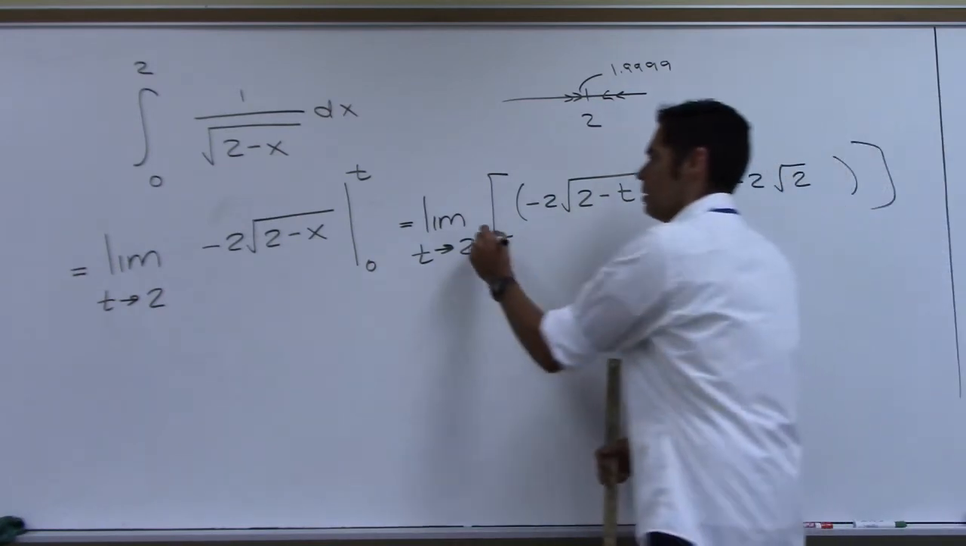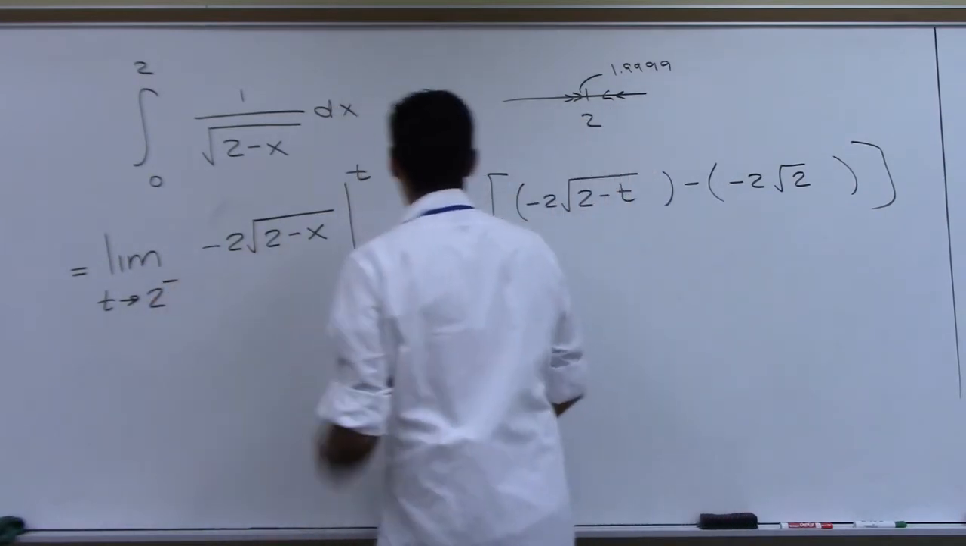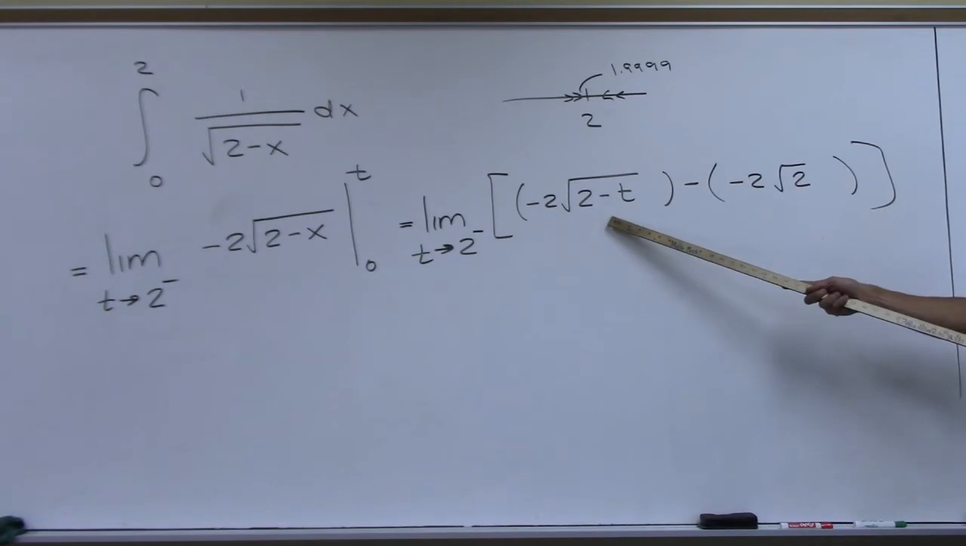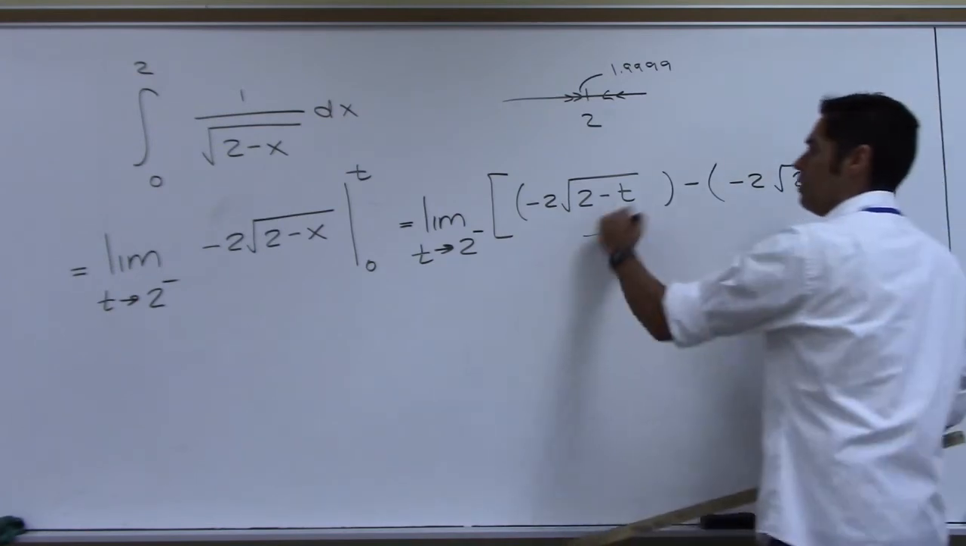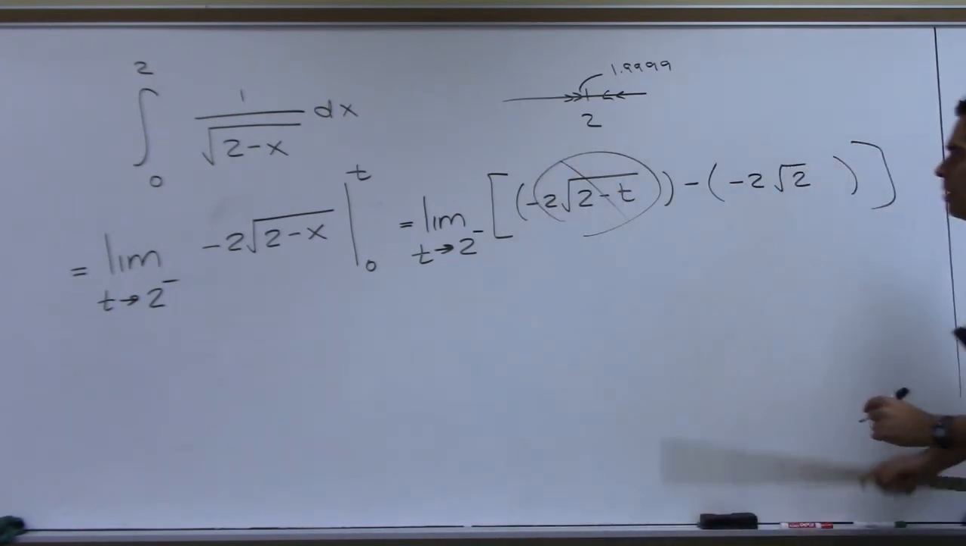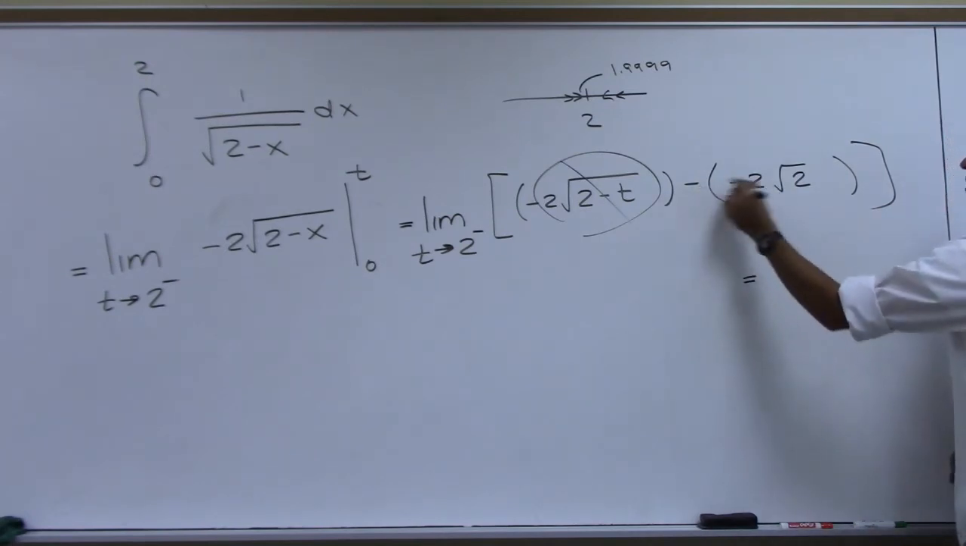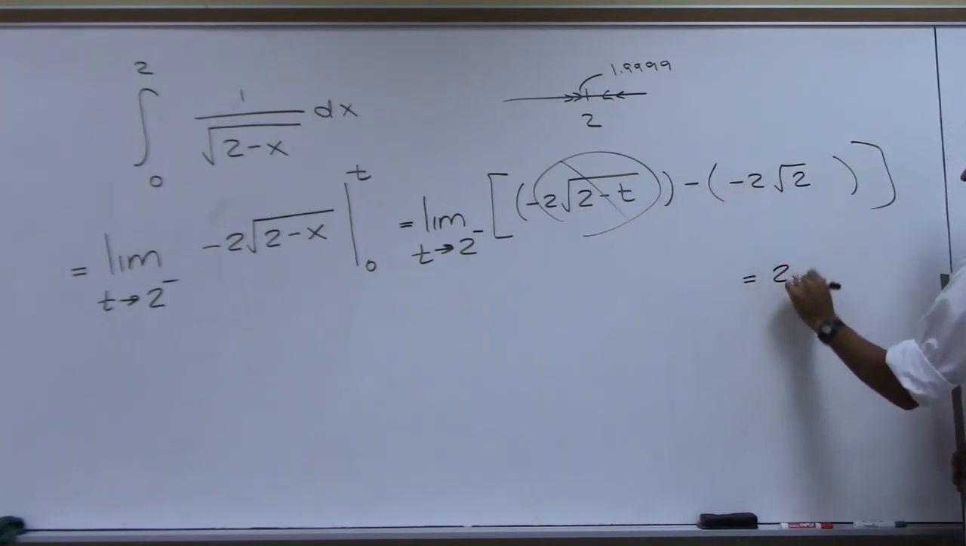All right. But it is approaching 0, isn't it? Yep. Which means this whole thing's gone. Which means my answer is what? Negative 2 root 2. But then negative. So 2 root 2?